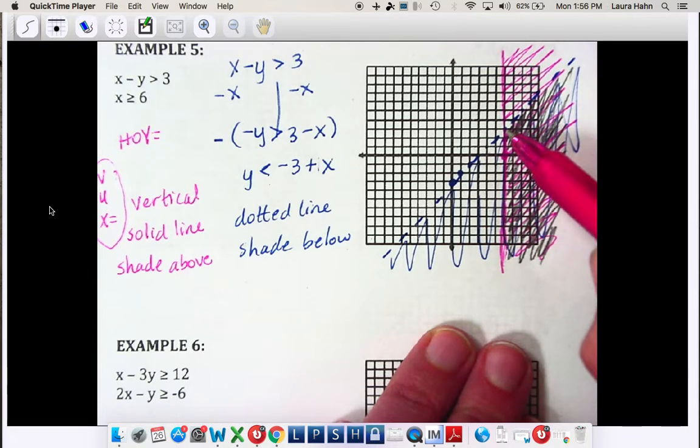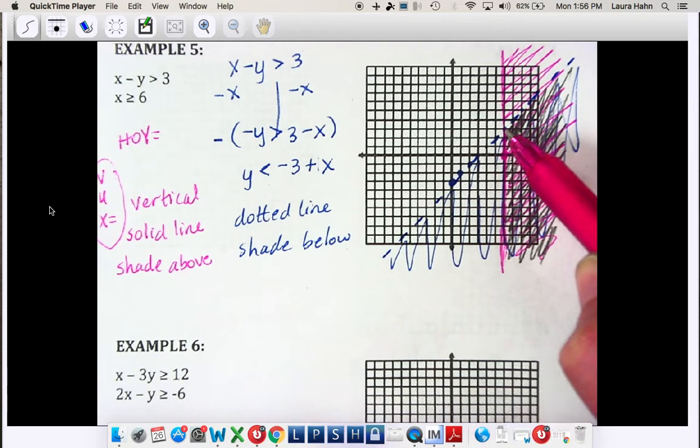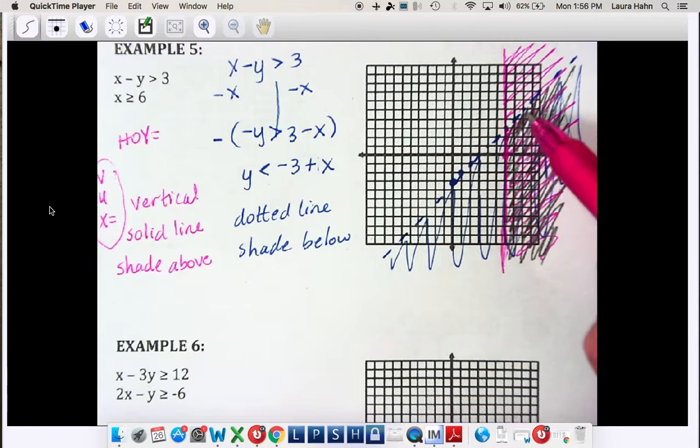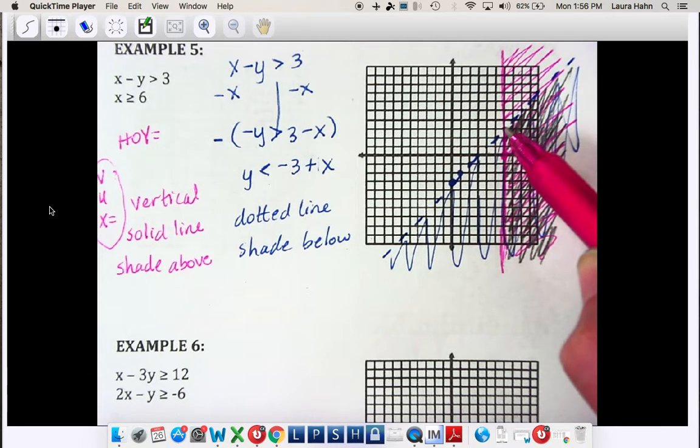Let's talk about that intersection real quick. This intersection is on top of a solid line, but it is also on a dotted line, which tells you no, it's not a solution. So remember, never a solution on a dotted line. This little point right here, this is a no. All of these are yes. Everything in here is a yes.